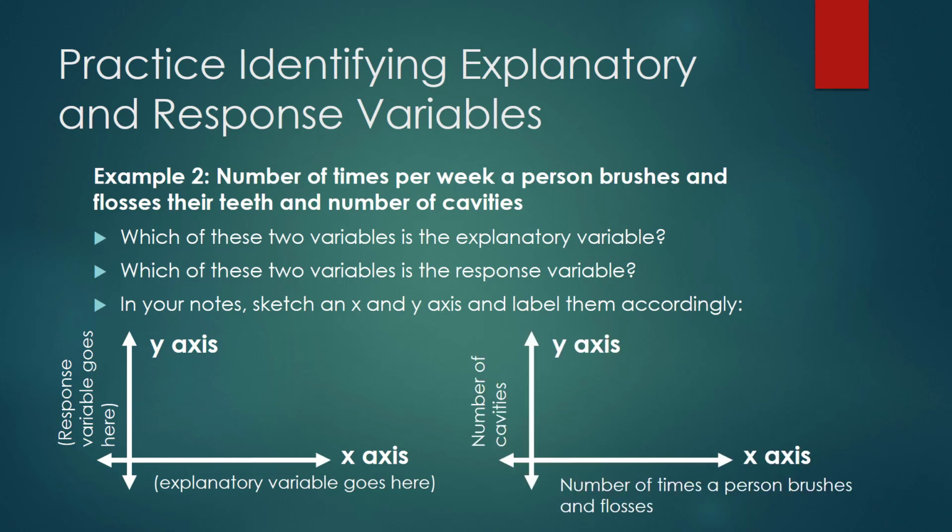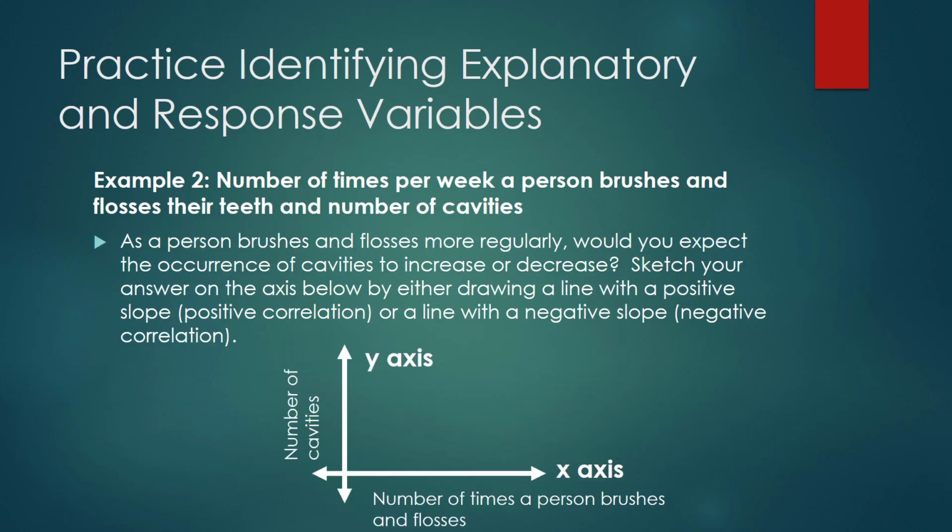If you said that the number of times a person brushes and flosses his or her teeth is the explanatory variable, and the number of cavities is the response variable, then you were correct. As the person brushes and flosses more regularly, would you expect the occurrence of cavities to increase or decrease? Sketch your answer on the axis below by either drawing a line with a positive slope, indicating a positive correlation, or a line with a negative slope, indicating a negative correlation. Pause this video, fill in your notes, and then unpause the video to see if you were correct.